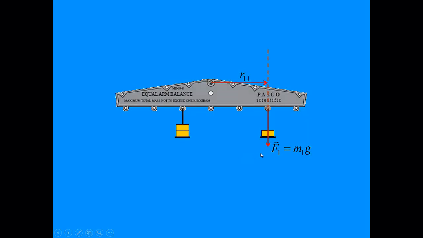Now, we have a second one of these, right? There's a force of gravity, which is m2 times the gravitational field strength. And notice I made it bigger because, after all, there's more mass here. Well, we can draw a line of action there. And a lever arm for that one, R2 perpendicular.